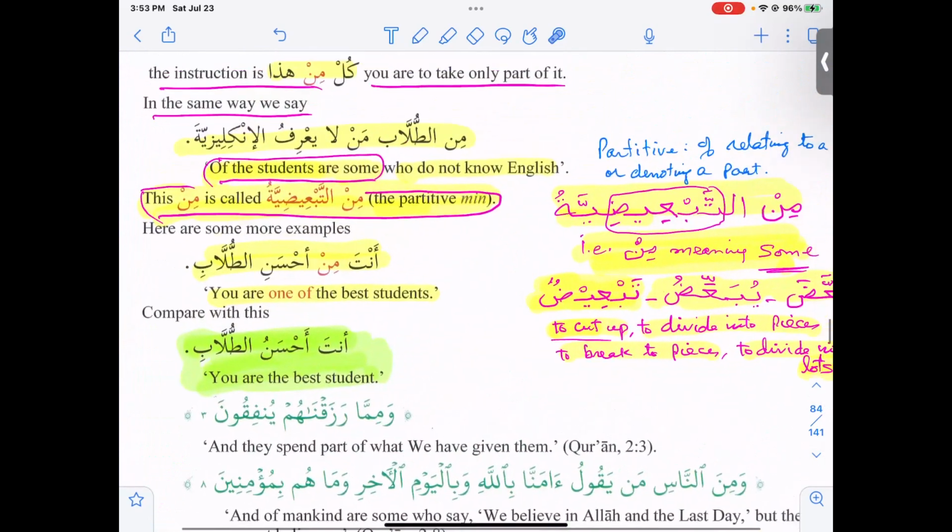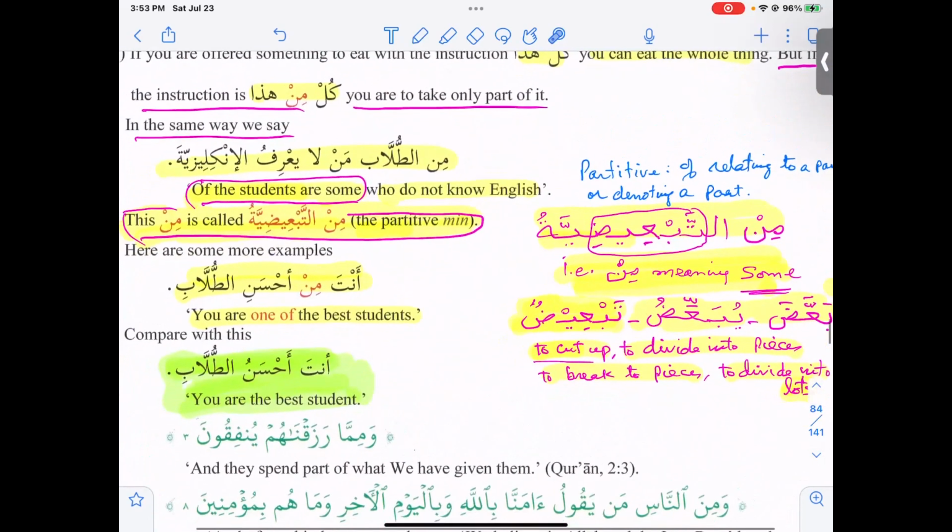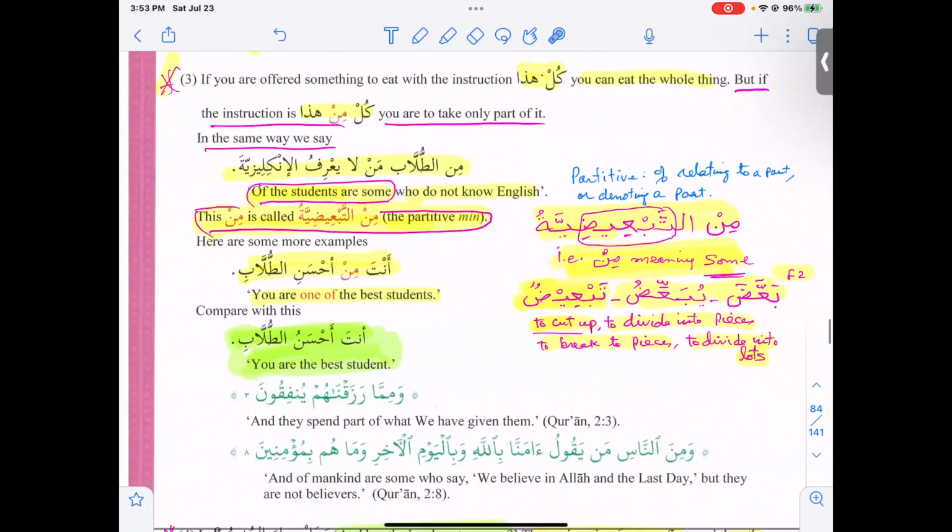Now, I hope you understood this. It's not mentioned in the book. I just had to dig up my own resources. Now, here are some examples. Anta min ahsanit-tullab.